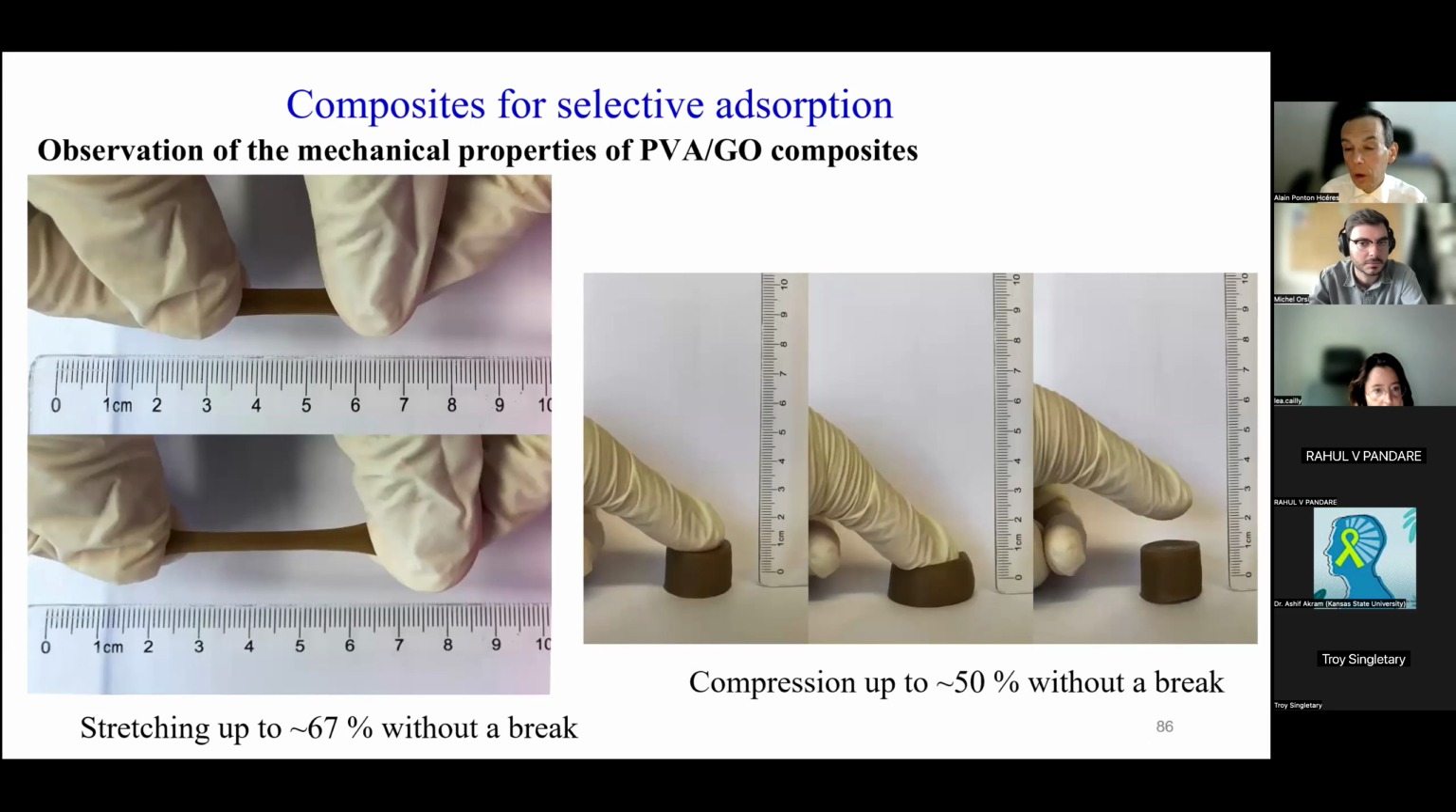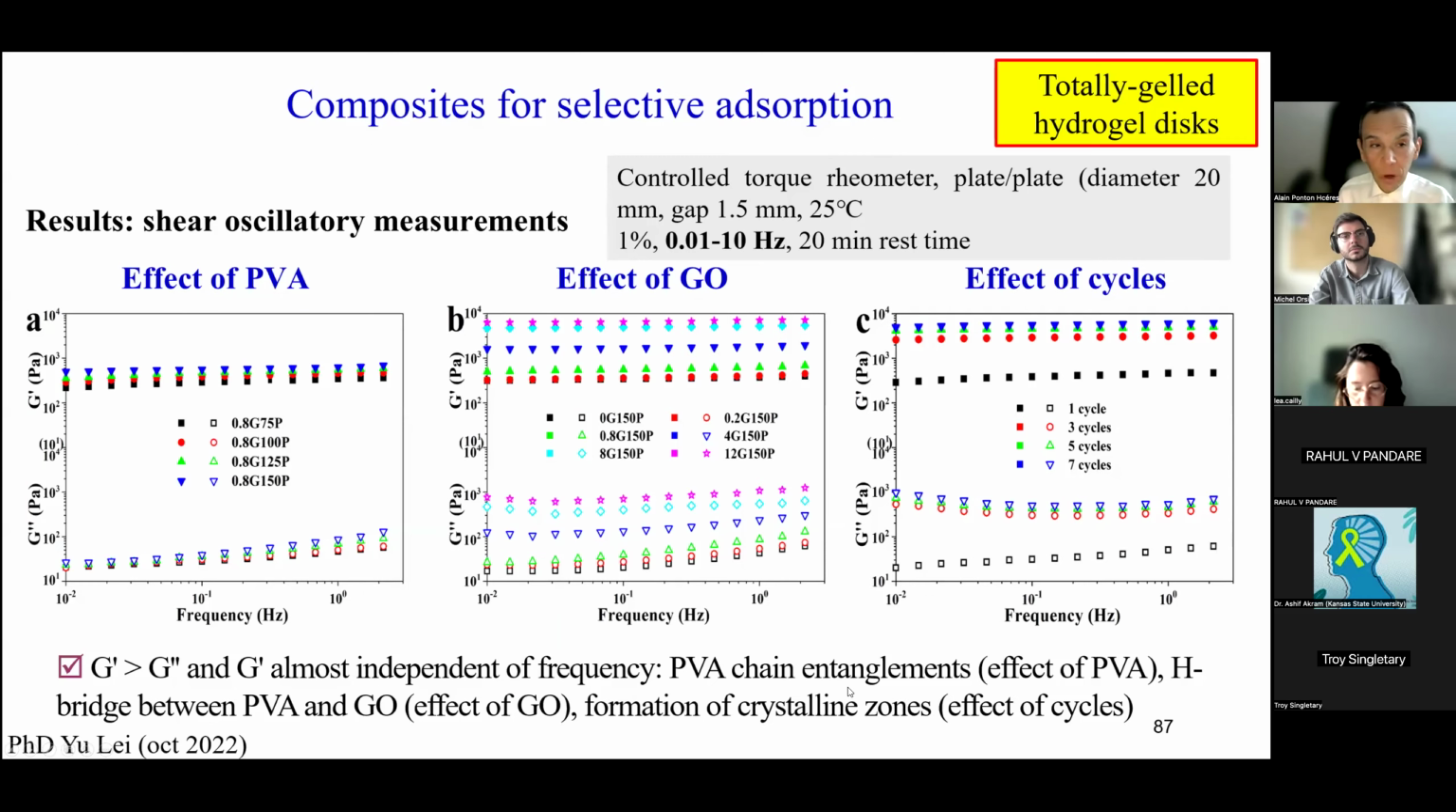So, just to show you qualitatively the interest of these composite materials, by introducing graphene oxide in PVA, you can increase notably the mechanical properties. You can obtain an increase of stretching, elasticity, and also in compression. Now, of course, we investigate this property quantitatively. So here you have the macroscopic results.